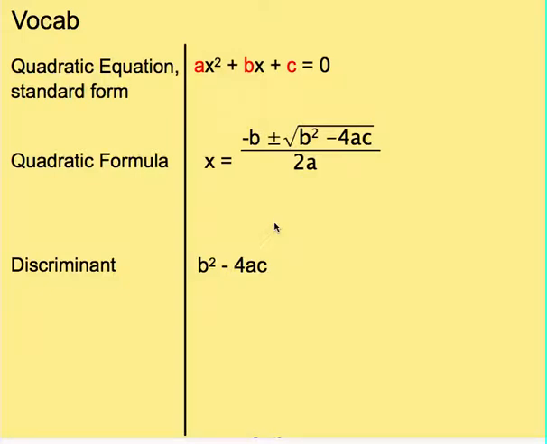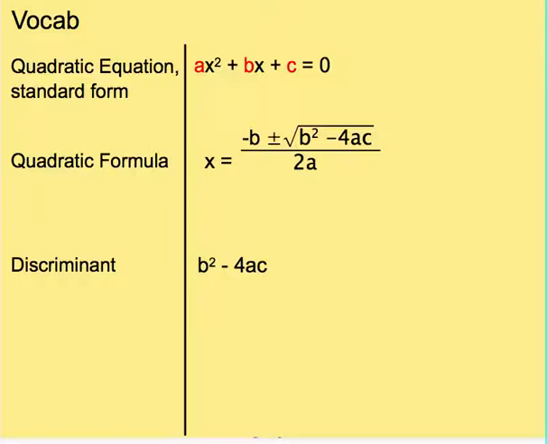Our topic today is the quadratic formula. So we're going to start with a reminder of what a quadratic equation is. In standard form, it's ax squared plus bx plus c equals 0. So a quadratic equation, remember, is when you can solve for x. It equals 0 as opposed to y or f of x. That would be a quadratic function.